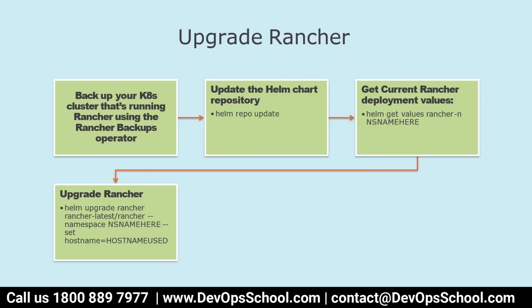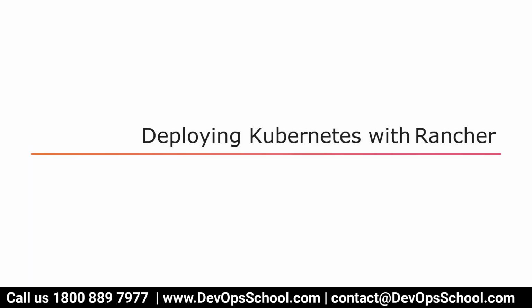So after that, what you have to do? Update the Helm repo. After that, you have to get the current Rancher deployment values, the release number. Right now it's 2.6. Anyways, it's up to date, so it's not needed. After getting the numbers, you have to upgrade Rancher. The command is helm upgrade rancher, whatever you see there, and the namespace name and hostname, whatever. That's all. So this is the way to upgrade Rancher. Anyways, you will not do it for the next 6 months or 1 year, but it's good to know.